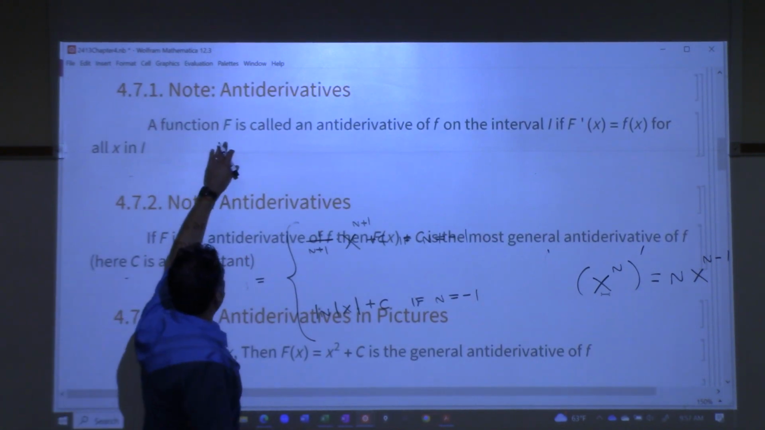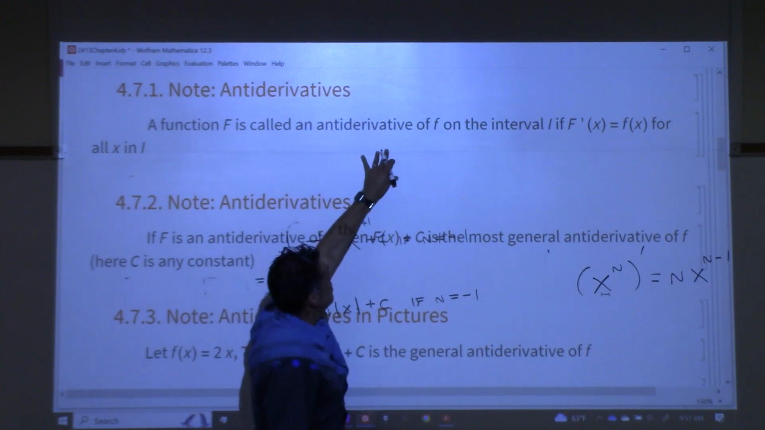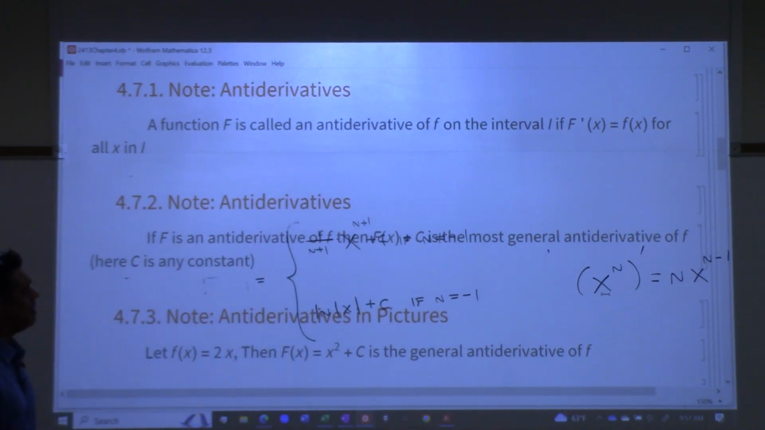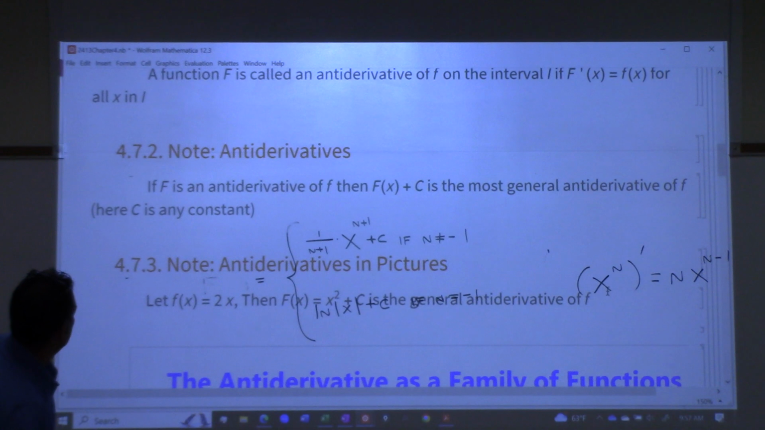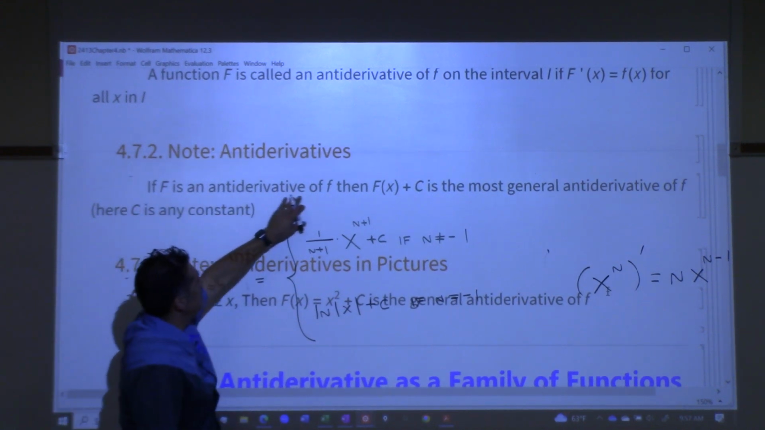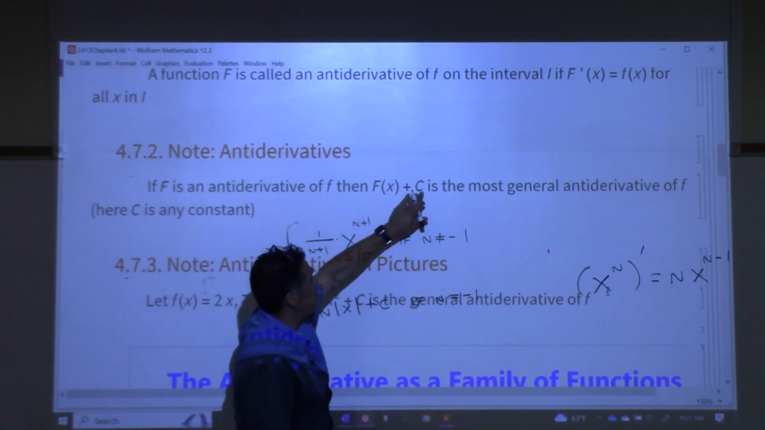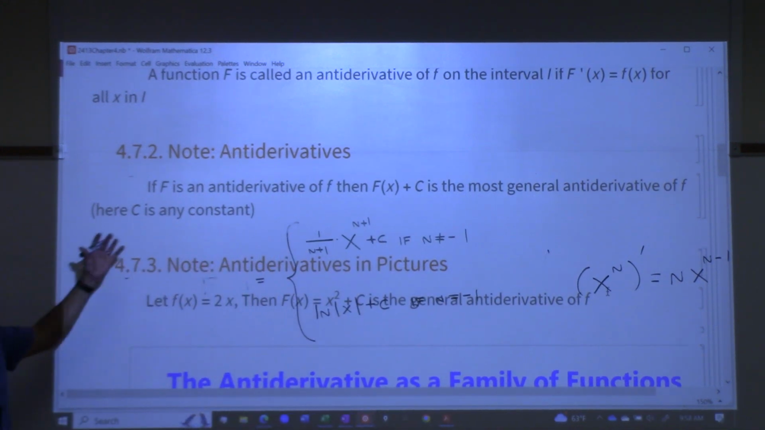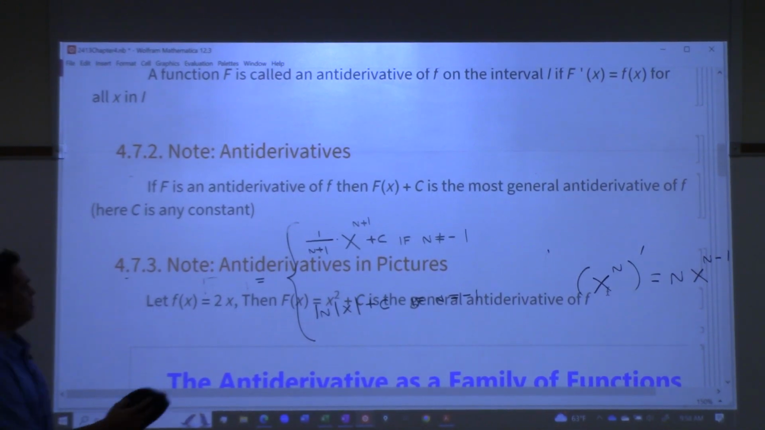A function capital F is called an antiderivative of little f on the interval I if the derivative of capital F is equal to little f. That's basically what we've been doing, right? We've been trying to find this capital F such that when you take its derivative, you get back that little f. Then, if capital F is an antiderivative of little f, then capital F plus c is the most general antiderivative of little f. Here, c is any constant, all right? So that's basically everything I've said, but just written down in the notes.